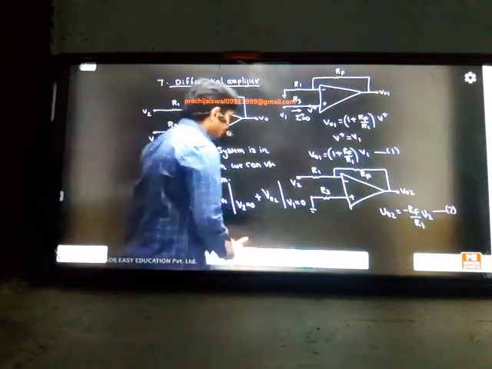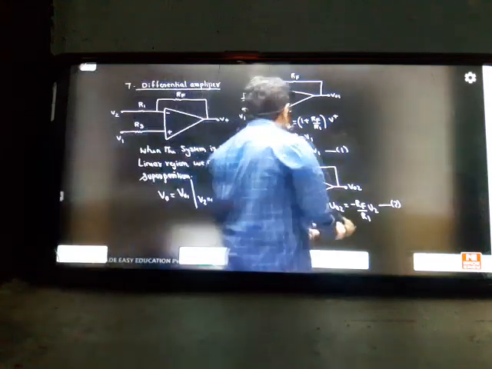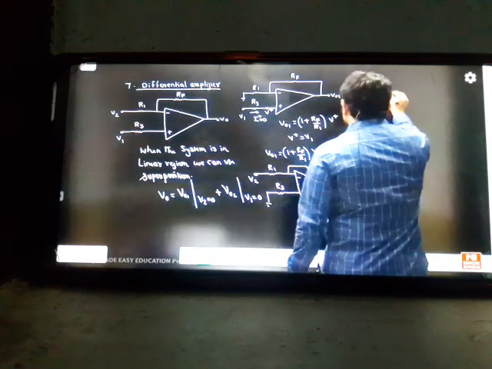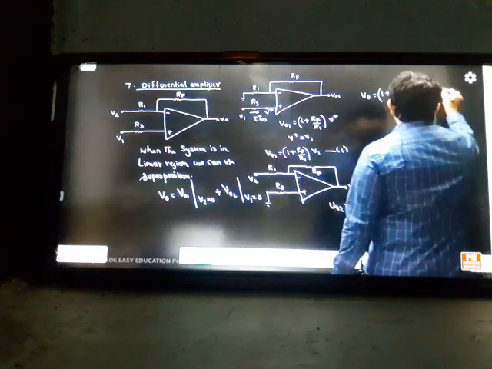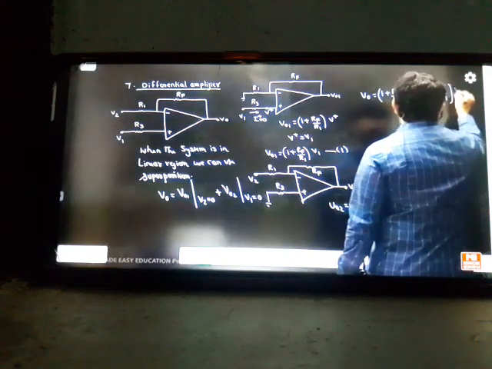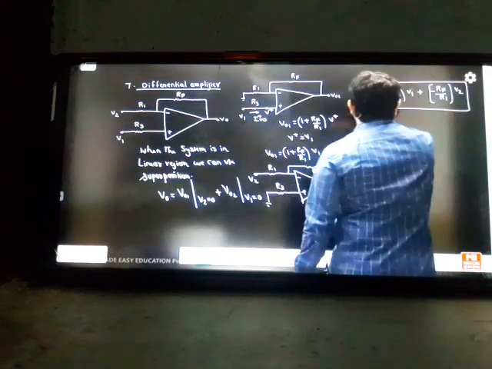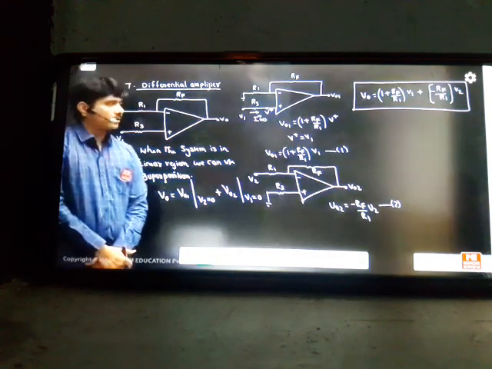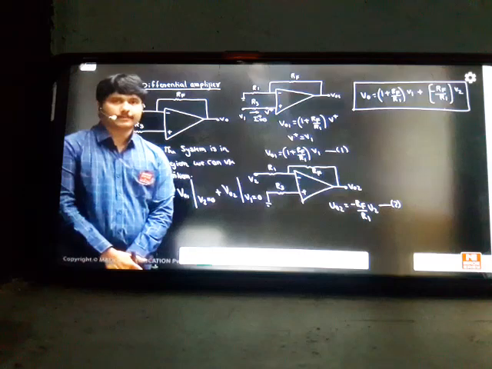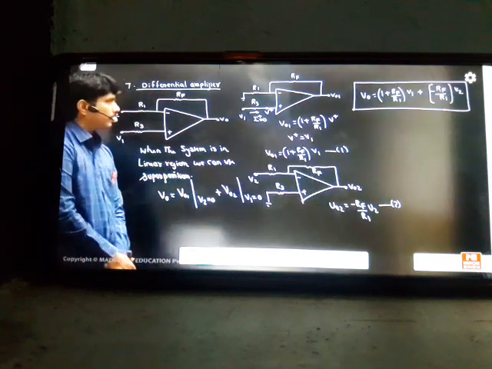So what is the overall answer here? Finally my answer for this problem is, your V0 will be equal to 1 plus RF by R1 into V1 plus minus RF by R1, this bracket you can keep, into V2. This is the way to find the differential amplifier output. This is the way I am finding the V0 for the differential amplifiers. So this completes how to find the differential amplifier input impedance, sorry, how to find the output voltage for the differential amplifiers.